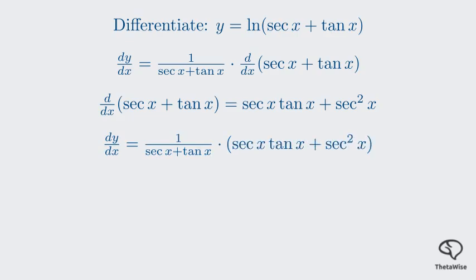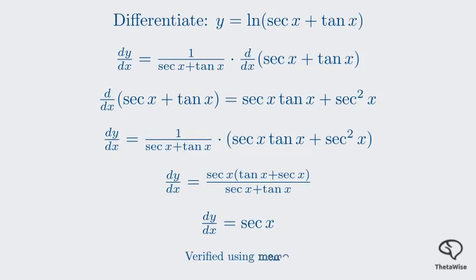secant squared x. Notice that we can factor out a secant x from the second term in the numerator. This leaves us with secant x multiplied by the quantity tangent x plus secant x, all divided by the quantity secant x plus tangent x. The term in the parenthesis in the numerator is identical to the denominator. They cancel out perfectly, leaving us with a remarkably simple answer. The derivative of ln of secant x plus tangent x is just secant x. This is a very useful result to remember.